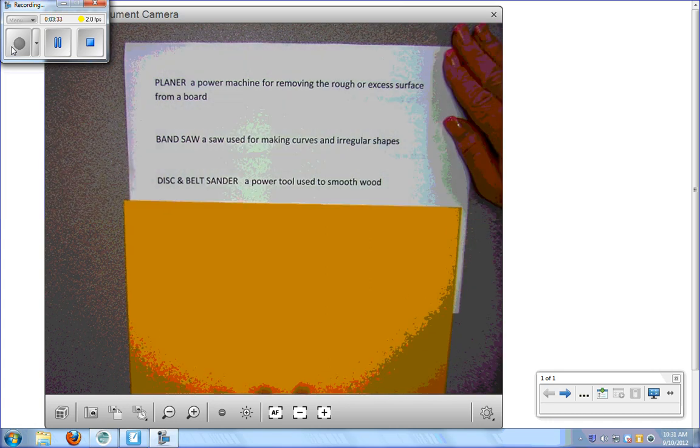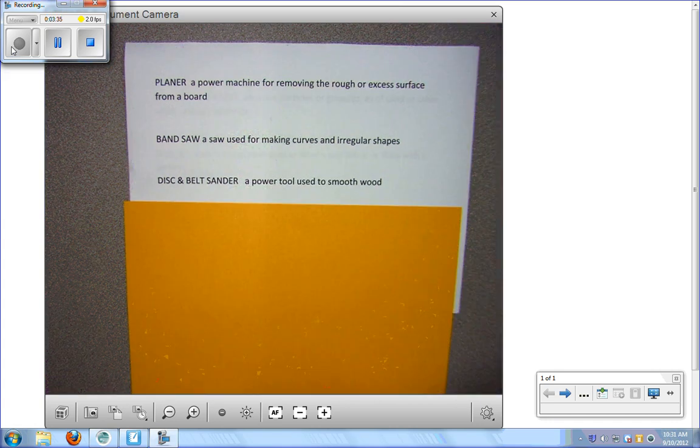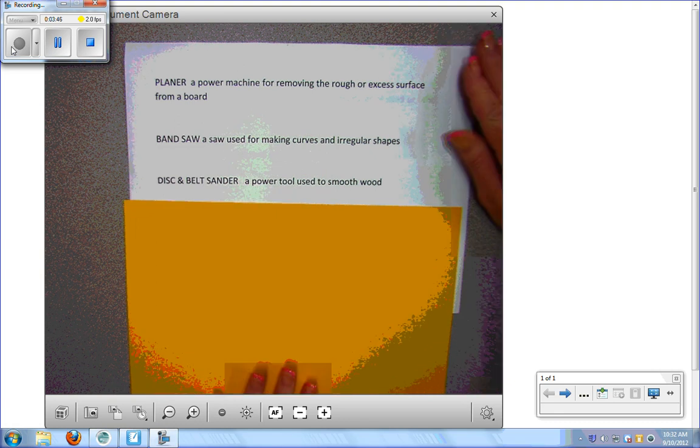Next vocabulary word is the disc and belt sander. Oops, I don't have a picture for that. It's a power tool used to smooth wood. There's sandpaper on it and it's constantly moving.